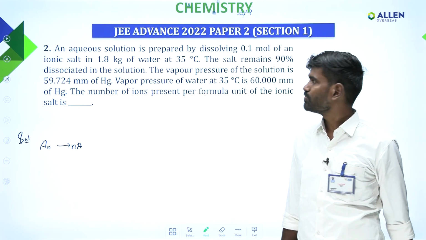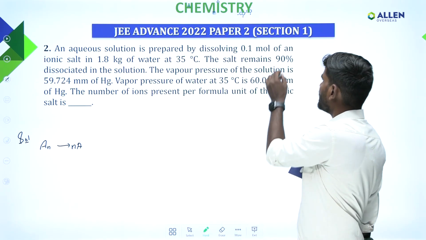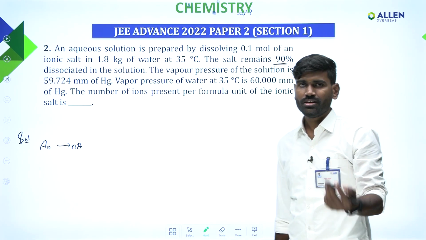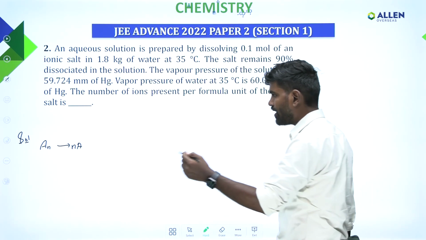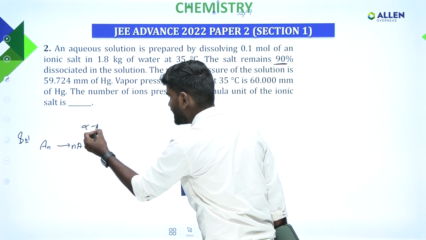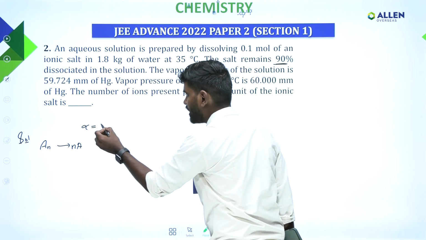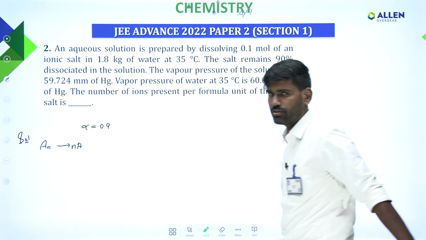But the only problem here is that the salt is dissociating, and 90% is the dissociation extent, or alpha. So alpha has also been given. Alpha is 90%, or the exact value, 0.9, right? The degree of dissociation has been given to me.